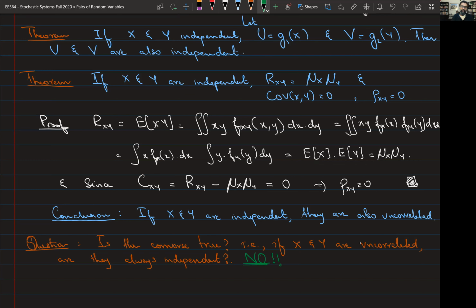Right? And if the answer is no, how do you prove that? I mean, how do you prove this negation, if you will? This is a negation, right? What you want to prove is if X and Y are uncorrelated, they are not guaranteed to be independent. इस तरह की चीजें प्रूव करने का क्या तरीकाकार होता है?